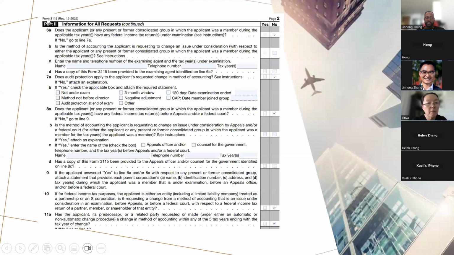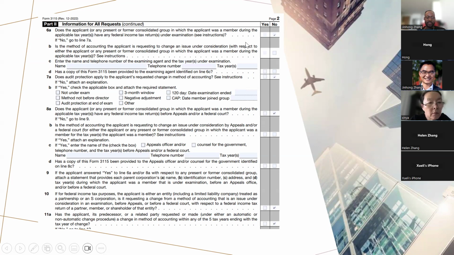So we continue. There's a few more questions that you have to fill out. Does the applicant have any... it could be a little bit confusing, so you can contact us for us to fill it out for you. So here we have, does the applicant have any federal income tax returns under examination?